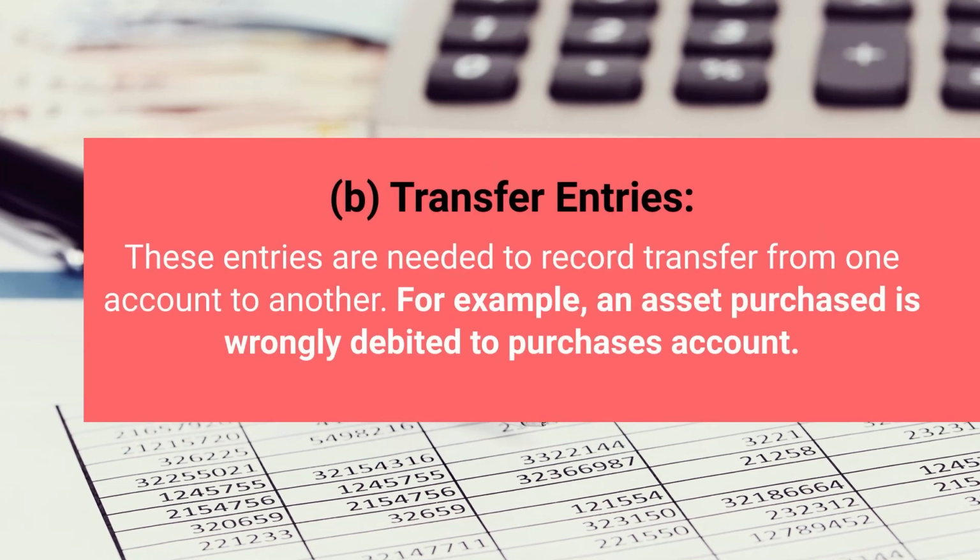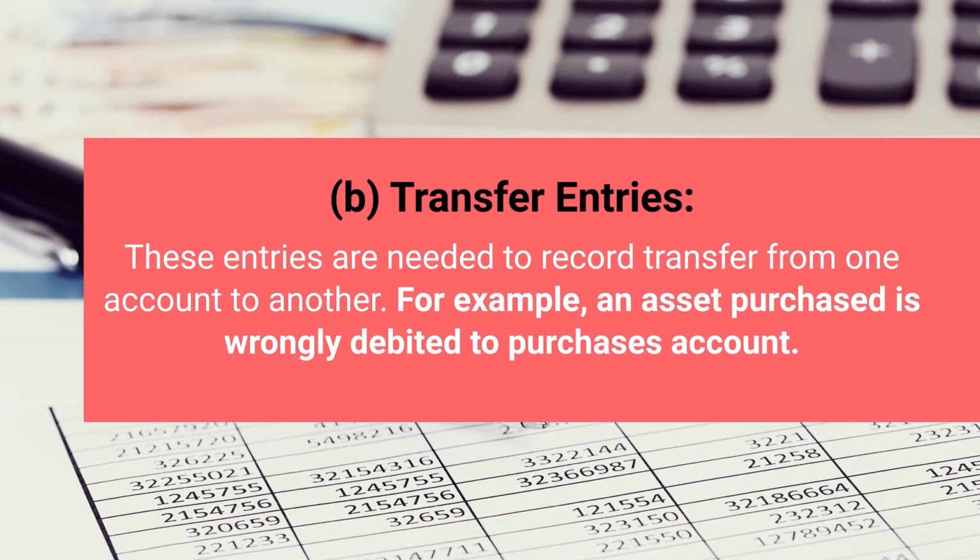Then the next one is transfer entries. These entries are needed to record transfer from one account to another. For example, an asset purchased is wrongly debited to the purchases account. So here the right journal entry would be asset account debit to purchases account, because when we passed the entry, the asset was debited to the purchases account wrongly. So now in order to rectify it, we will have to debit the asset account and credit the purchases account.